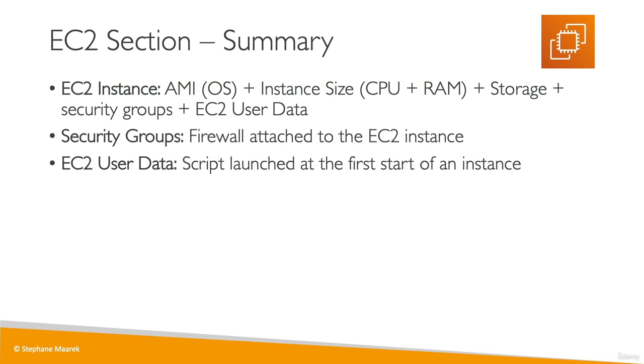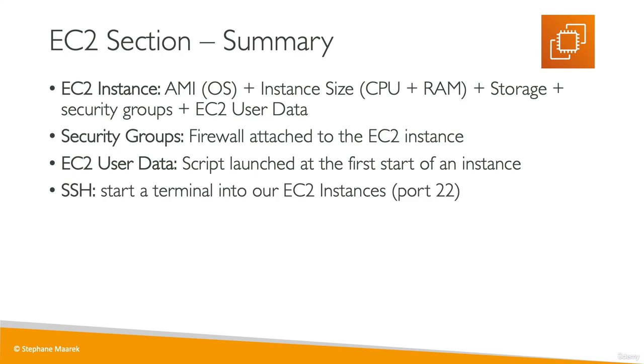For EC2 user data, this was a script that we launched at the first start of an instance that we used to set up our EC2 instance to be a web server and say hello world. SSH was our way for us to start a terminal from our computers into our EC2 instances to start issuing commands on port 22. And once we did it, we were able to leverage an EC2 instance role that was similar to an IAM role to have our EC2 instance issue commands against IAM.